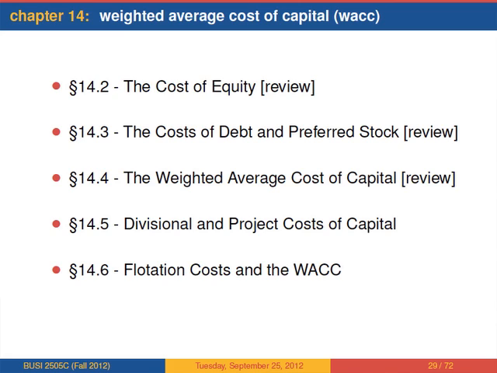14.5 and 14.6. So 14.5 is when you have a weighted average cost of capital for the company as a whole, but you have either a project or a division of the company that has a different risk level than the overall company. When you do your capital budgeting for that project or division, applying the overall weighted average cost of capital of the company is not appropriate because the risk might be different.